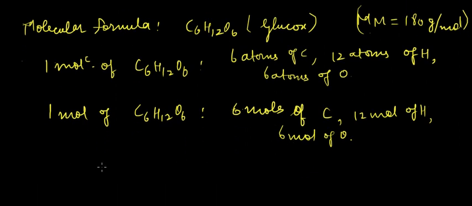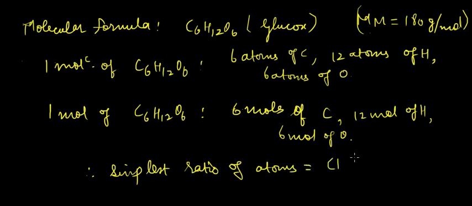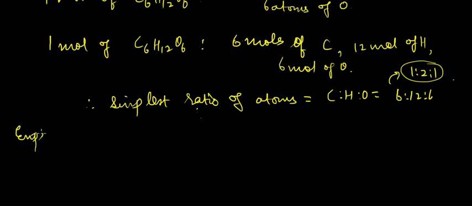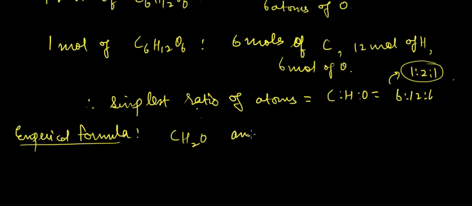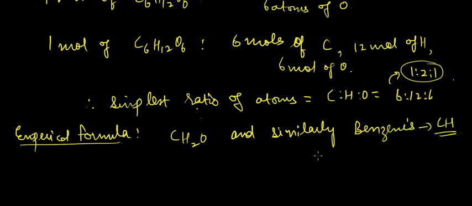Okay, so the simplest ratio of atoms would be C is to H is to O, which would be 6 is to 12 is to 6, or 1 is to 2 is to 1. So the empirical formula for a molecule of glucose would be CH2O, and similarly for benzene, the empirical formula would be CH, because the molecular formula of benzene is C6H6.